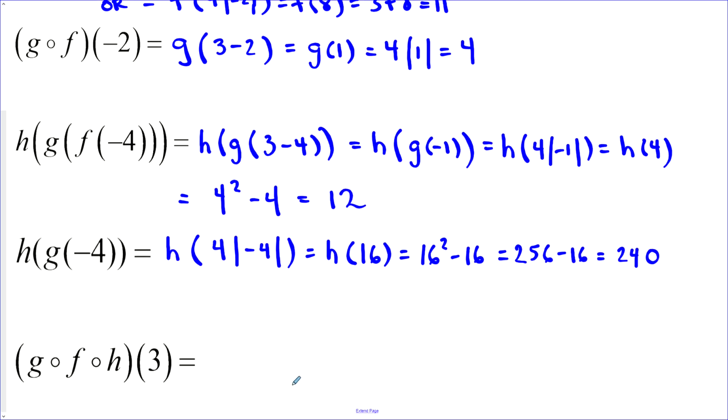Last one, 3 layers again. We've got g of f and h at 3. So that would be 3 squared minus 3.